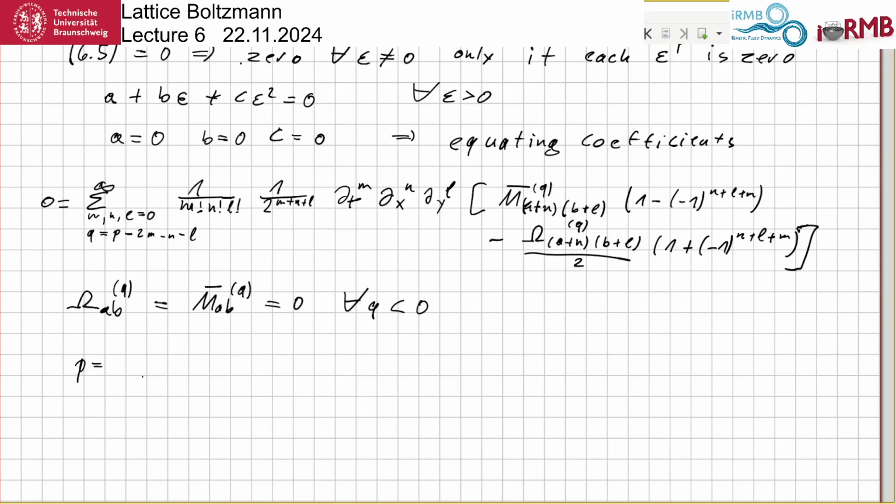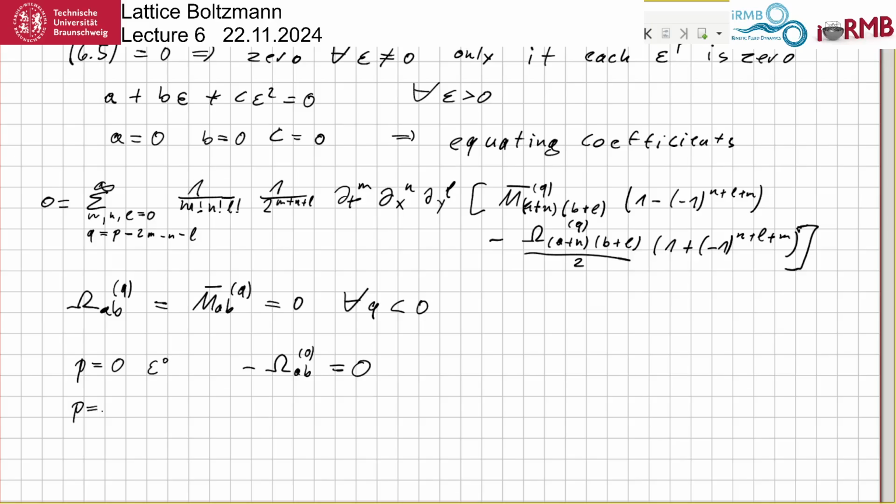We will plug in p equal to 0, which means we are looking at epsilon to the power of 0, and we leave a and b open. Then the only thing from everything in here that remains is minus omega ab to the order of 0, and all of this is equal to 0, which shows you that to the order of 0, the collision operator is always 0. Not a lot of information, but important anyway.